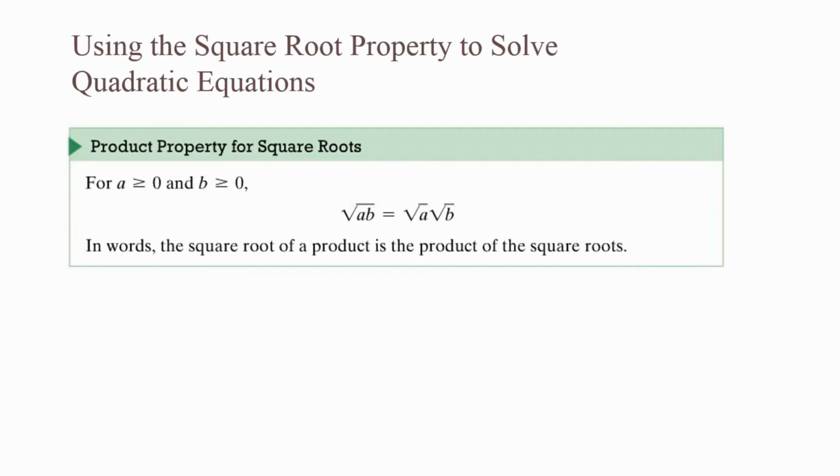Using the square root property to solve quadratic equations. Product property for square roots. For a greater than or equal to 0 and b greater than or equal to 0, the square root of ab equals the square root of a times the square root of b. In words, the square root of a product is the product of the square roots.